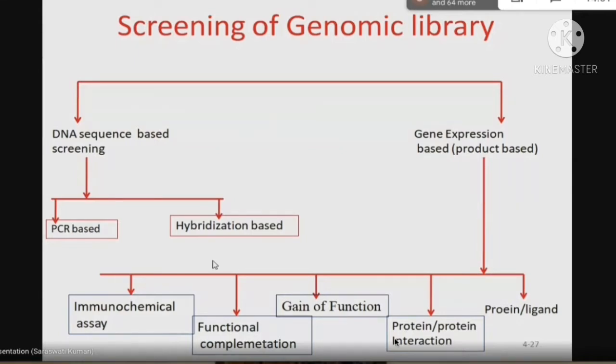So if you don't have any idea about that gene, then you have to perform all this tedious job. And generally, functional complementation cannot be done for higher organisms. That is a limitation. That's why we are unable to find out.